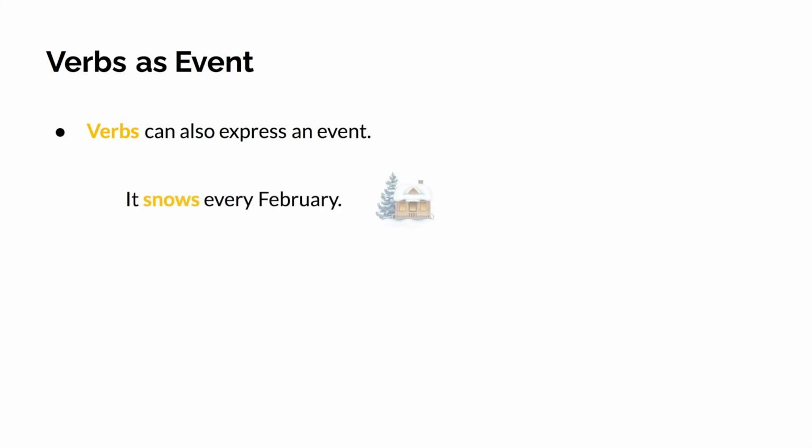Verbs as event. Verbs can also express an event. The event can be in present, past, or future tense. Sometimes time words in the sentence can also give us information about when the event is, was, or will be. So let's look at some examples. It snows every February. Snow is the verb that expresses an event.